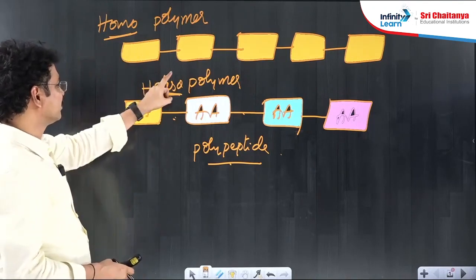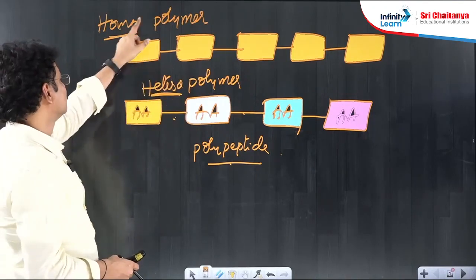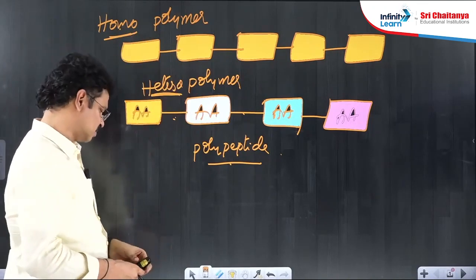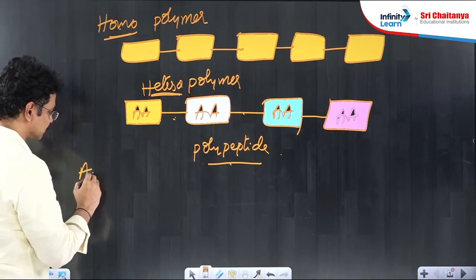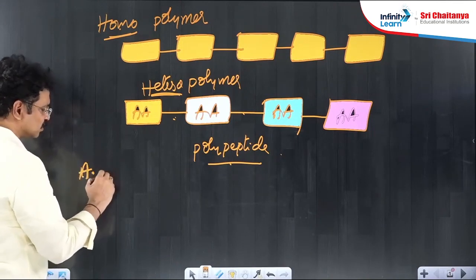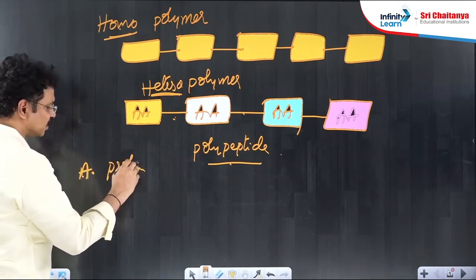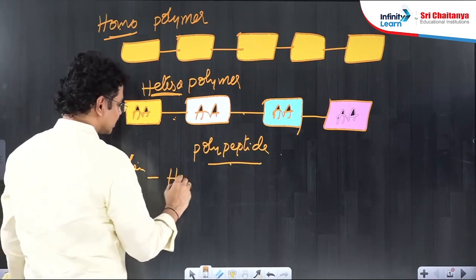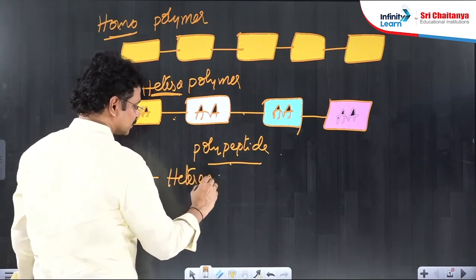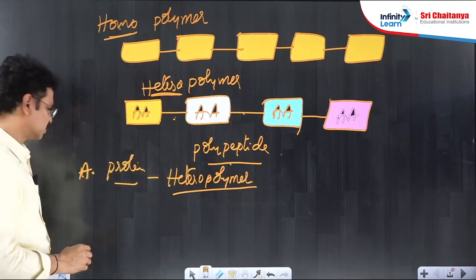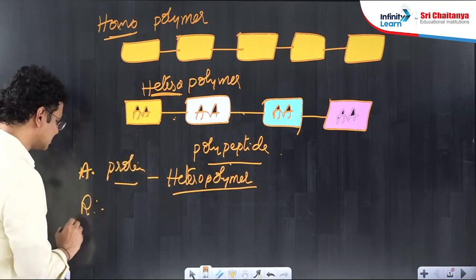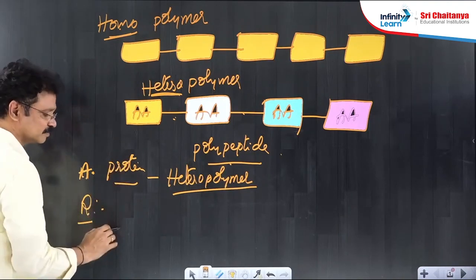So polymers or macromolecules are of two types: homopolymers and heteropolymers. Now the question: Assertion A, proteins are an example of heteropolymers, or all proteins are heteropolymers. Is statement A true or false? It is a true statement. What is the correct reason that can explain this assertion?